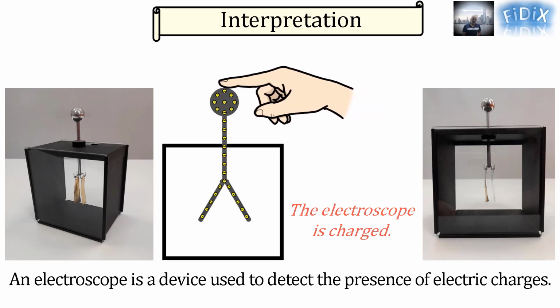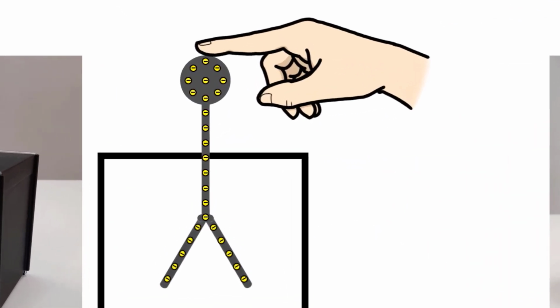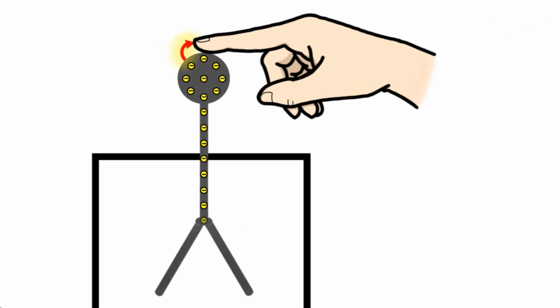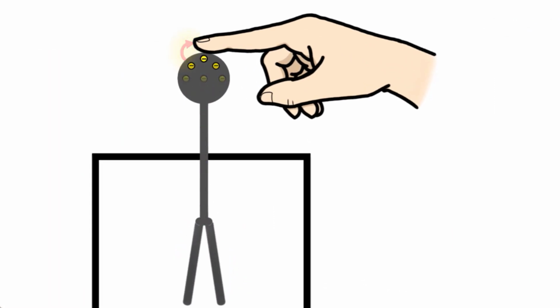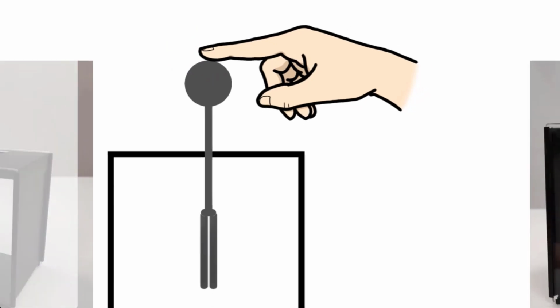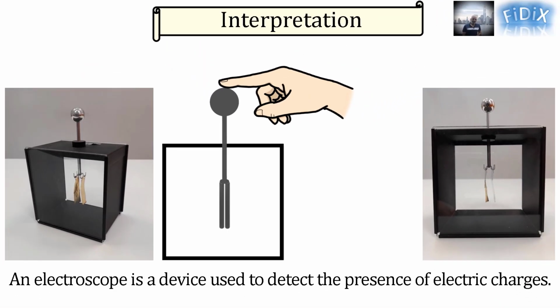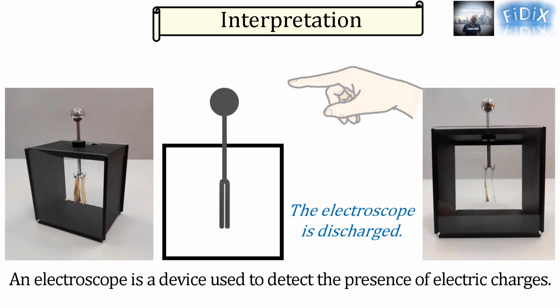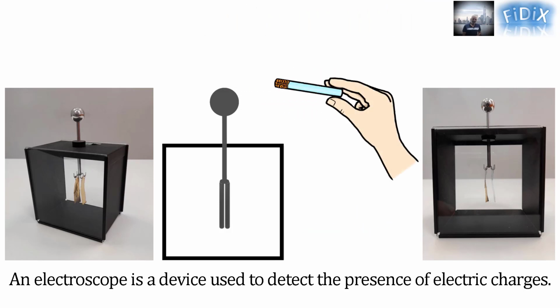When we touch the ball of the negatively charged electroscope, the excess electrons move from the leaves, flow through the metal rod and ball, and transfer to the human body, which makes the leaves electrically neutral. Their weight makes them revert back to their initial position. The electroscope is discharged.